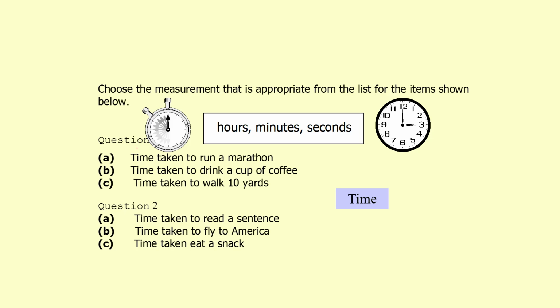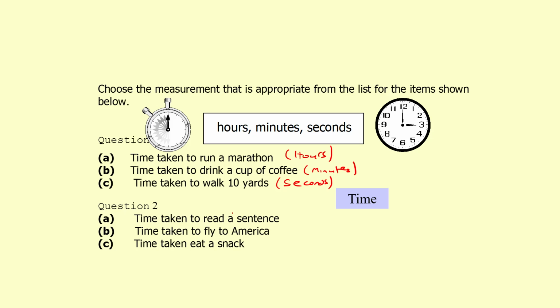Okay, question 1A. Time taken to run a marathon. That'll take a while. It's going to be hours. Time taken to drink a cup of tea. Well, we're going to assume the cup of tea is quite hot. We're going to take our time, so that's going to be minutes. And time taken to walk 10 yards. You're all very quick, so you'll do that in seconds.